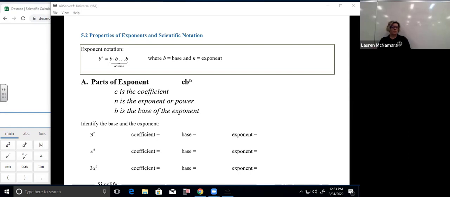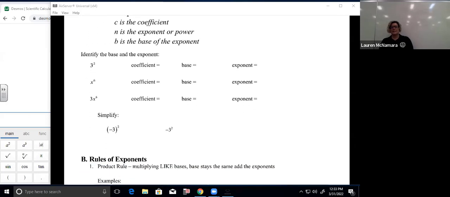First of all, let's review exponent notation. When you have b to the n, that's equal to b times itself n number of times. B is your base, n is your exponent. I do give a little bit extra here when we're talking about parts of the exponent. There is a coefficient, then I have my base, and then I have my exponent.